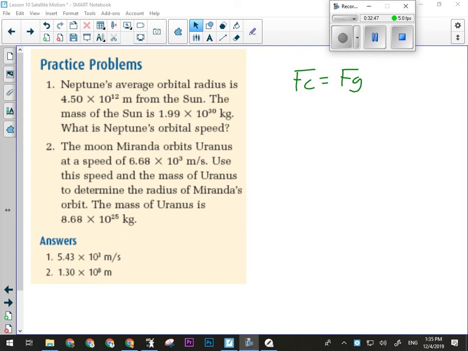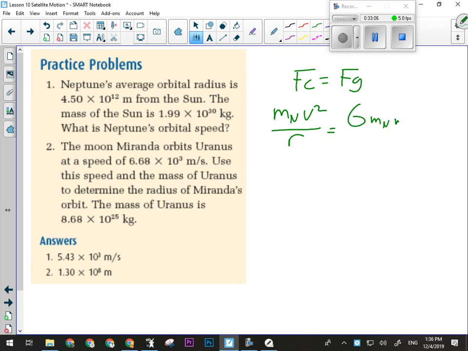All right, so we're going to start out with this. The force of gravity between Neptune and the sun is what's providing the centripetal force. So the mass of Neptune times the speed of Neptune squared over r equals big G times the mass of Neptune times the mass of the sun over the radius between Neptune and the sun squared. I'm trying to solve for the speed of Neptune, so I'm looking for v. I'm going to multiply both sides by r, and that r will cancel off the square. I'm going to divide both sides by the mass of Neptune, which will cancel. And then I will take the square root.